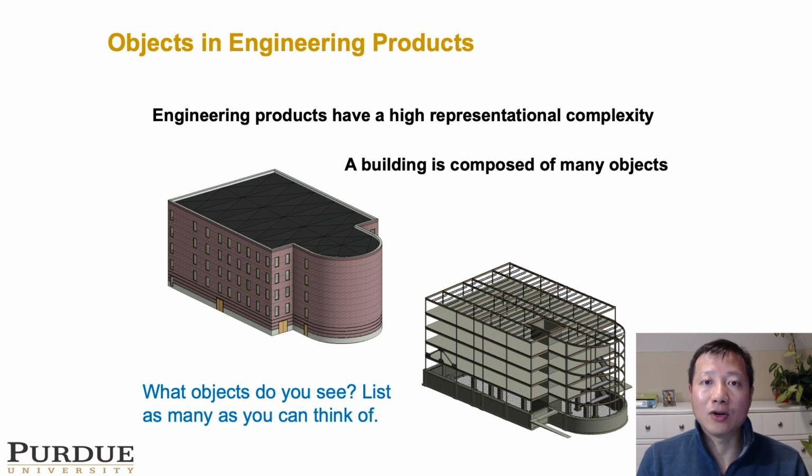Let's take a look at an example, right? Our engineering products, such as buildings, bridges, roads, and highways, have a very high representational complexity. Think about a building being composed of many objects. Now let's look at these two buildings. They are the same building, but one displays the building envelope, while the other shows all the structural elements. Let's take a look at these and tell me how many objects you see and what they are.